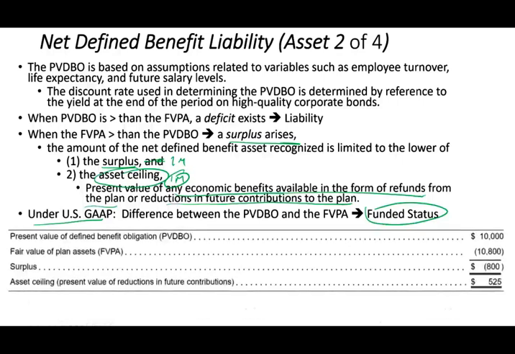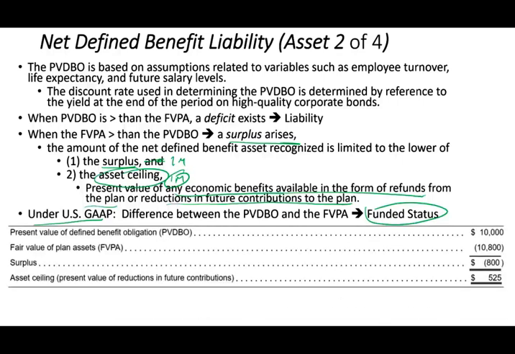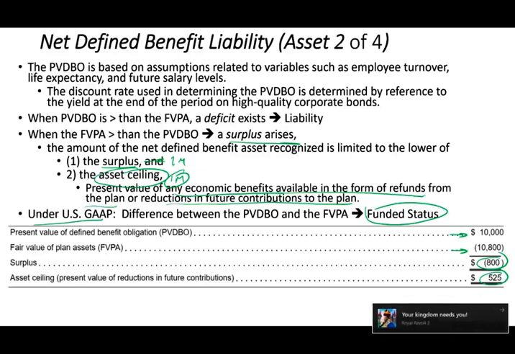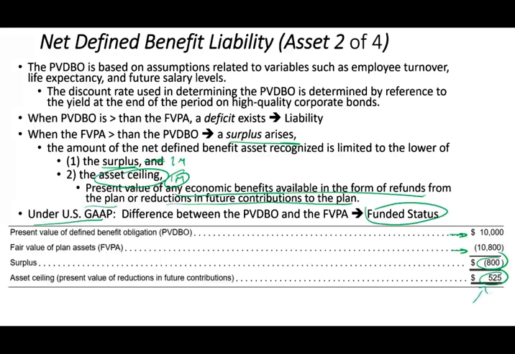Okay, let's take a look at a presentation. And I'll work a couple of examples about this topic in the next session. So the present value of your defined benefit obligation is 10,000. Your fair value is 10,800. You have a surplus of 800, but your asset ceiling is 525. It means in the future, you expect to contribute less to the plan, by 525. Therefore, you would report 525 as the asset.